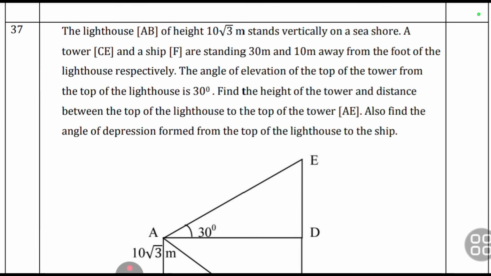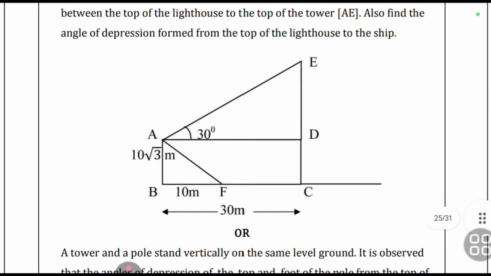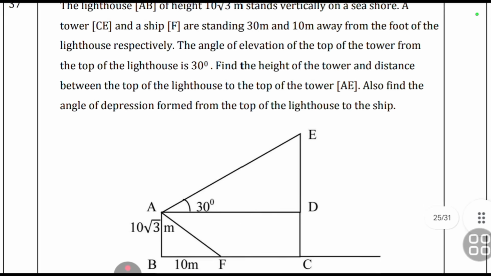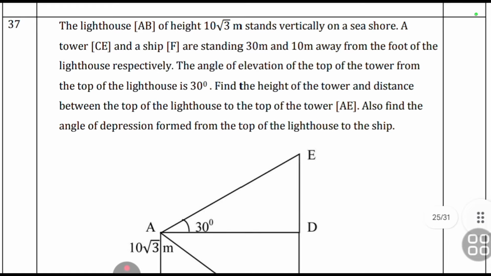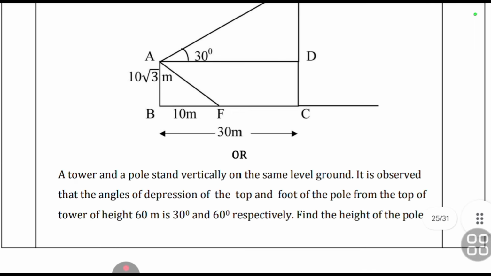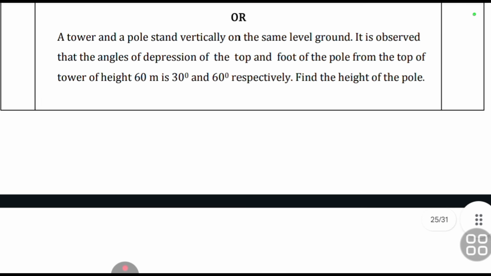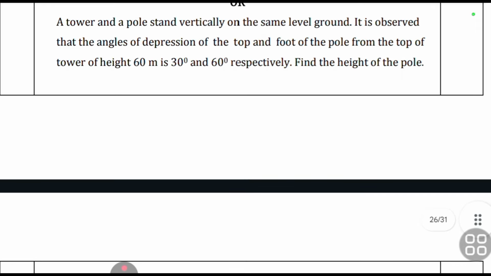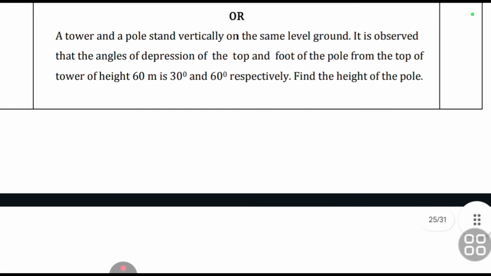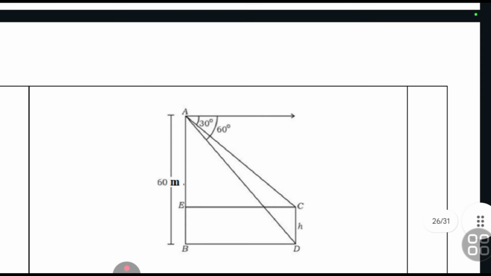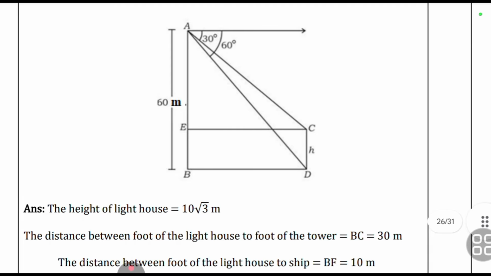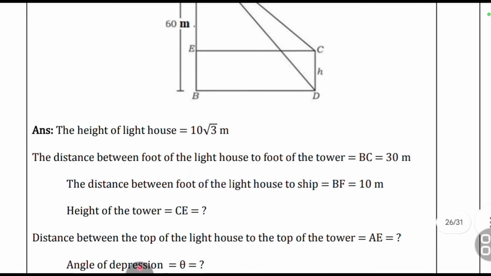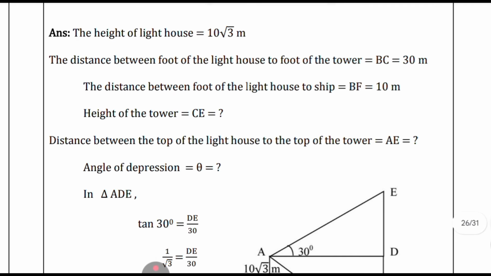The lighthouse AB, you can read this question. This is from applications of trigonometry. You can read the question by pausing the video. So this is the construction of the diagram. Sometimes they will give the diagram or they will not give the diagram. The second question is here, a tower and a pole. So the diagram is here. Again, this is a repeated question from the 2022 paper, March-April.